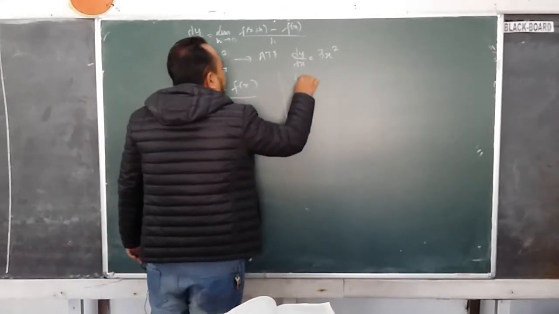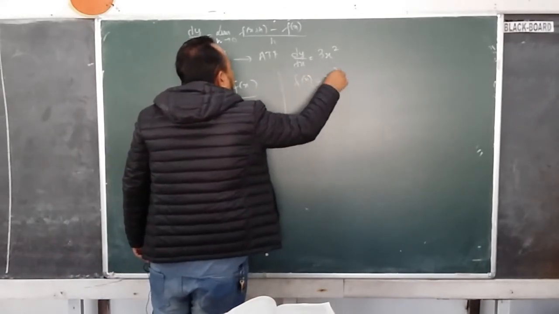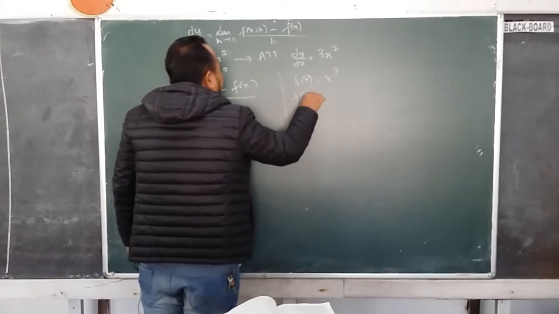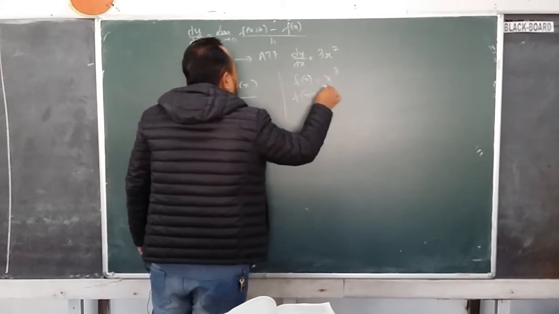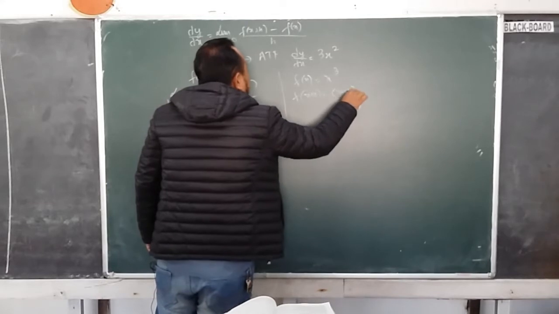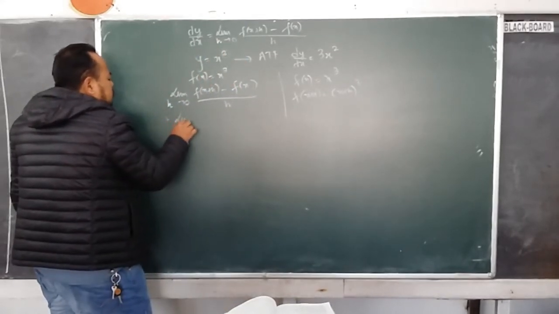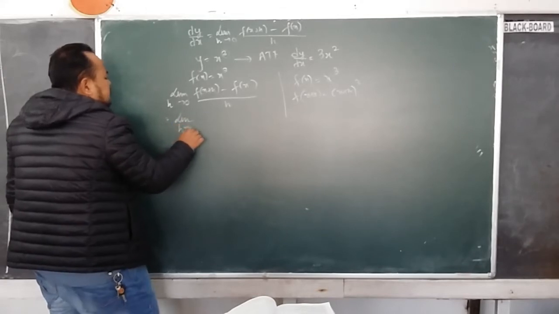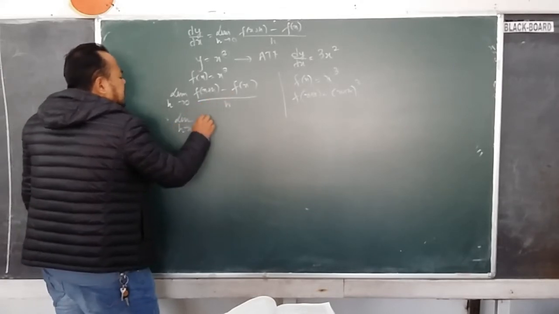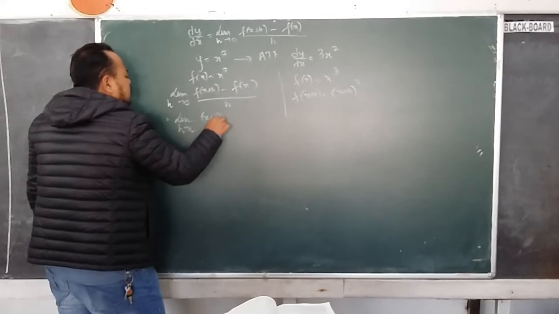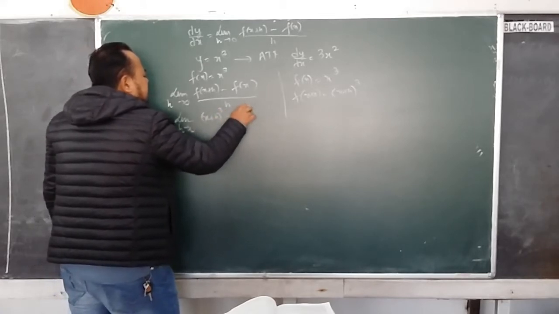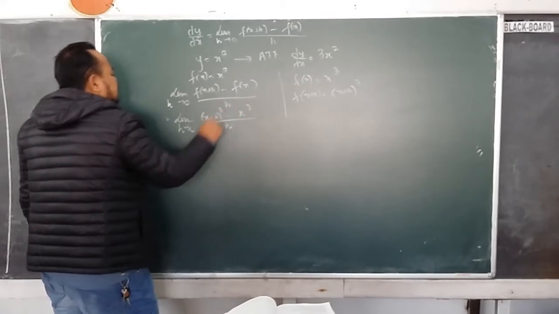So we know f of x equal to x cube. So what is f of x plus h? It's going to be, just replace x by x plus h, so you get x plus h whole cube. So put the value. So limit h tends to 0, f of x plus h is x plus h whole cube minus f of x is x cube, divide the whole thing by h.